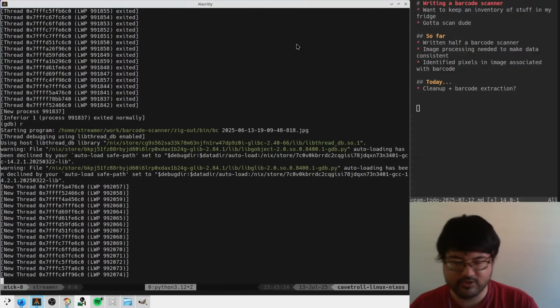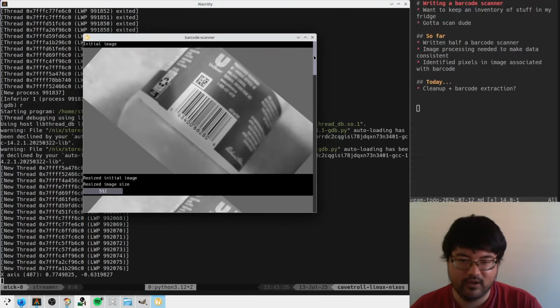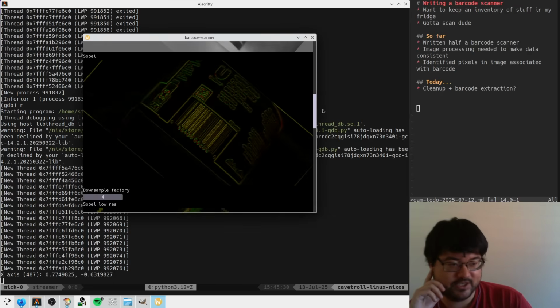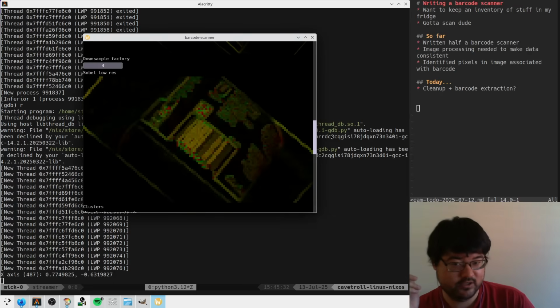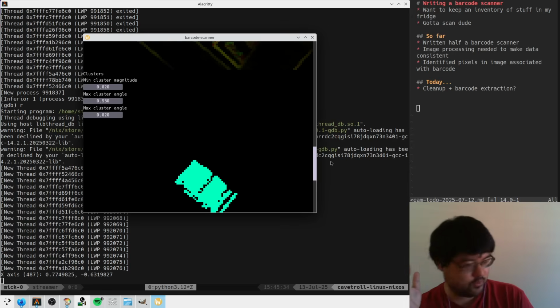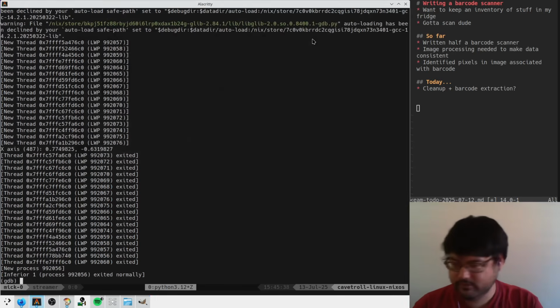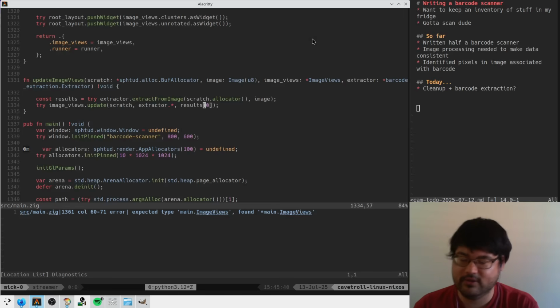Okay. Look at this. So we start with this guy. We resize him down. We do some edge detection. We blur the edge detection. We find places where there's a lineup of barcode. And then, oh, this is a bug. Hold on. This is easily fixable.